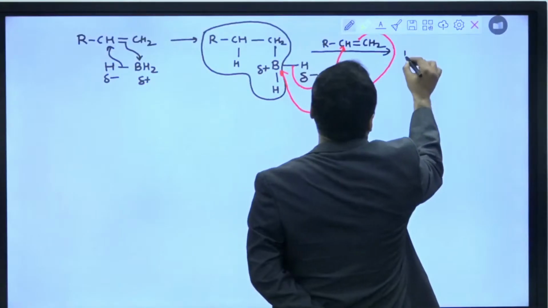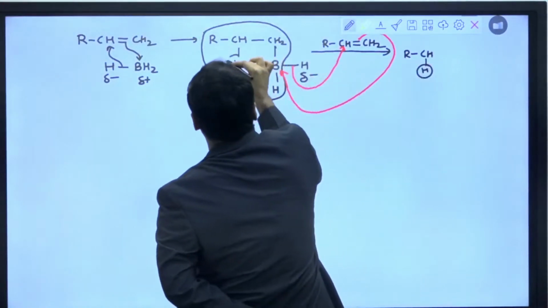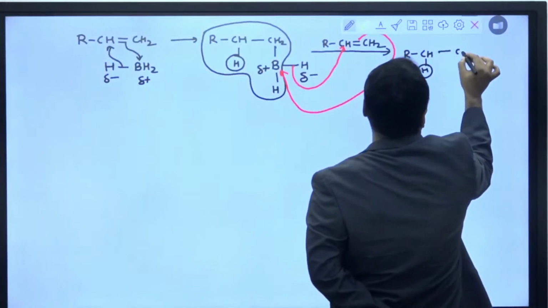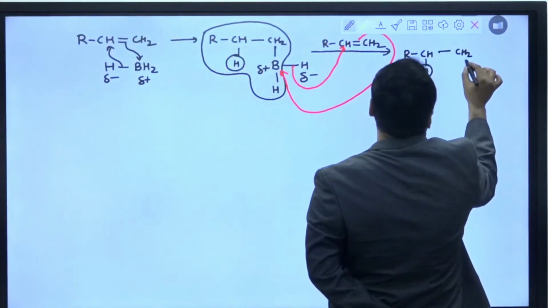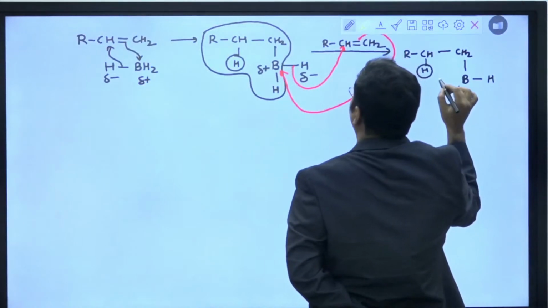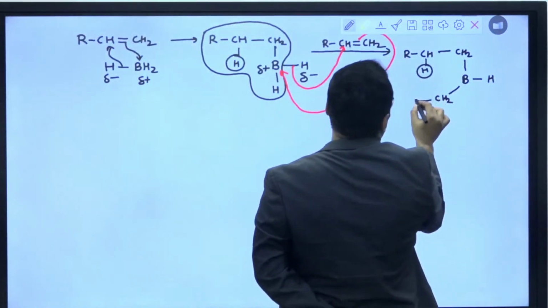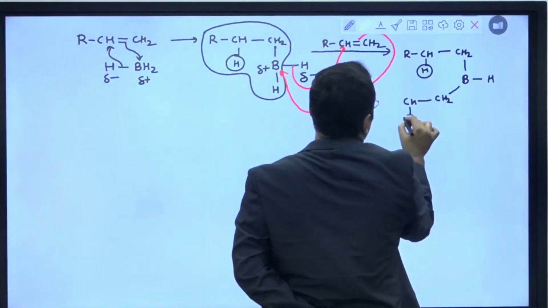What will it give? It will give RCH. Now I'm just marking this H for your understanding. This is first H. CH2. Then आपके पास B है. B के पास एक H है. इस B पे और आगे क्या अटैच हो गया? B पे अटैच हो गया CH2. इस CH के पास एक H अटैच है.